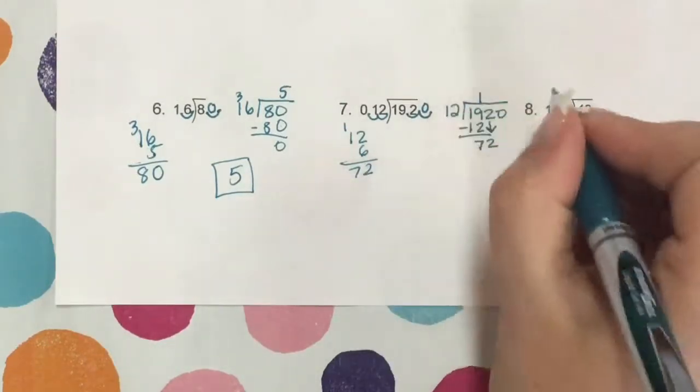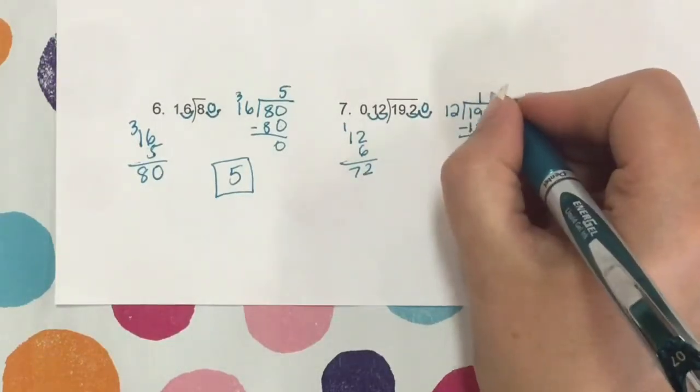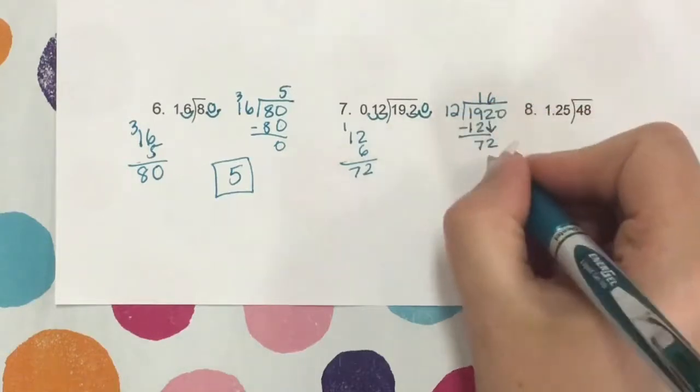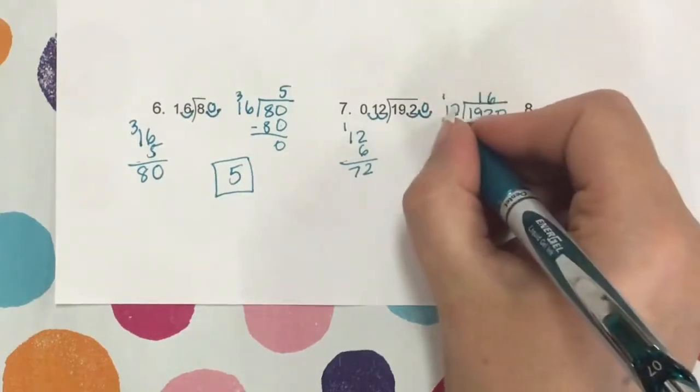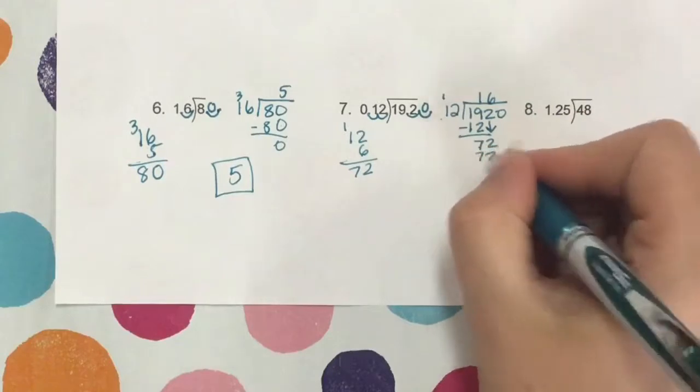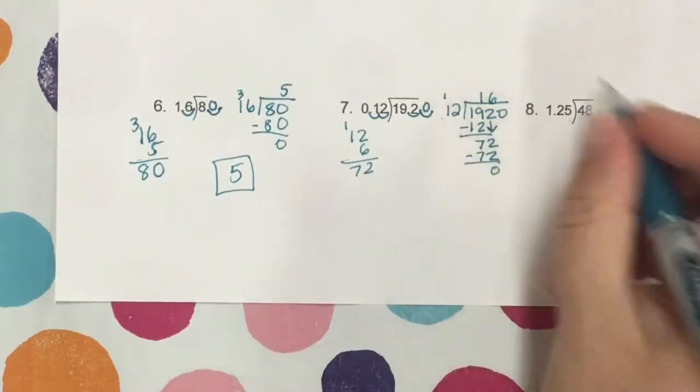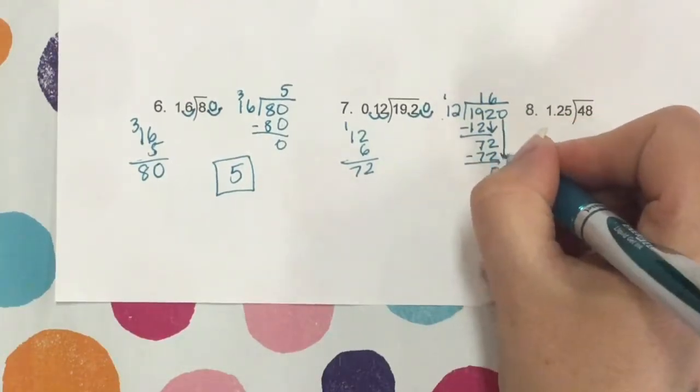So 12 goes into 72 as 6 times. 6 times 2 is 12. Carry the 1. 6 times 1 is 6, plus 1 is 7. And then we subtract. There's no remainder, but there's a 0 here, so we have to drop down that 0.